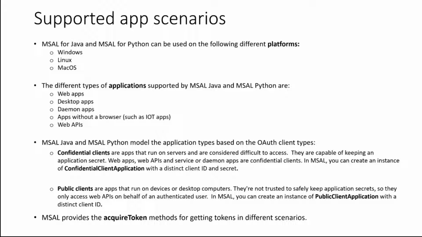One of the key APIs MSAL provides is the acquire token method. These methods allow you to get tokens for APIs in different application scenarios. We will look at the details of these application scenarios and their calling patterns in some time.